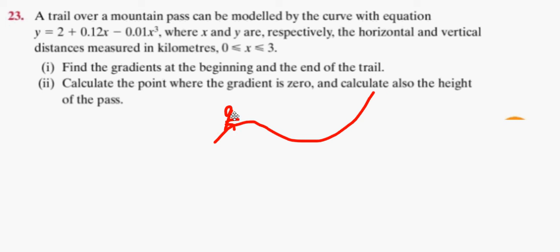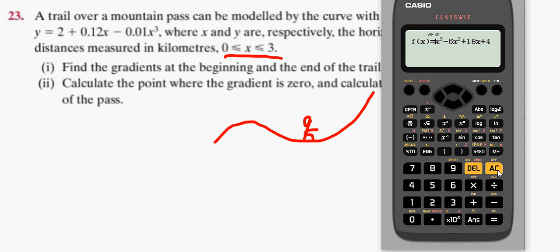If you're ascending, your slope is positive. If you're descending, your slope is negative. Stuff like that, okay? Now, it says that it's only between 0 and 3. So they're the only valid parts. So if you went to your table function and you did 2 plus 0.12x minus 0.01x cubed, you get a quick idea for what they're trying to explain to you. Start at 0, end at 3. I don't think I'll get away with step of 0.1, so I'll go for step of 0.2.